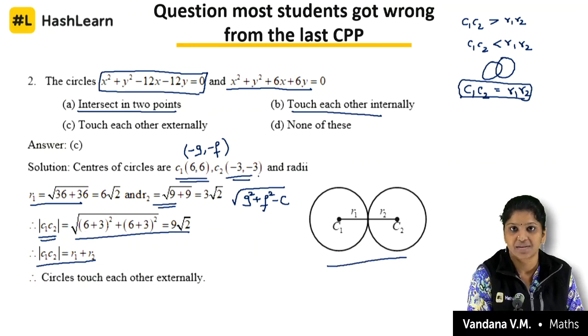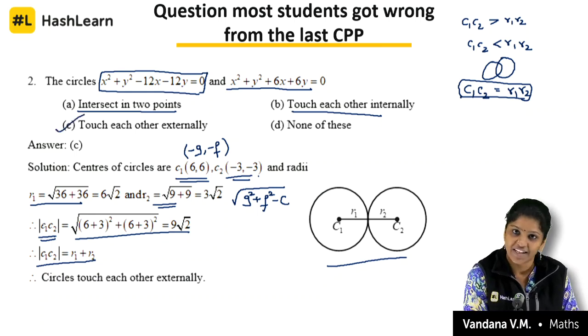Isn't it? Like this, these two circles are touching. So which option is correct? Option C is correct. Clear, children?